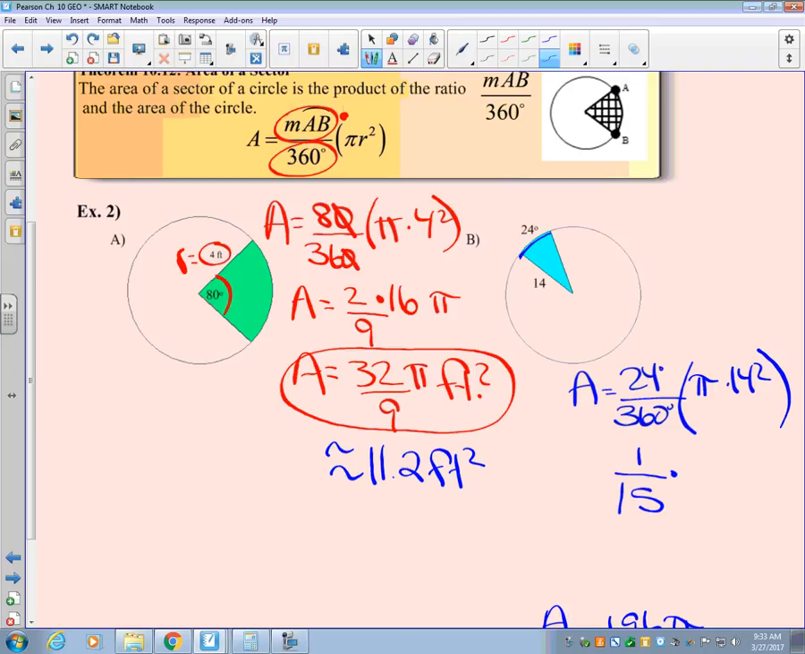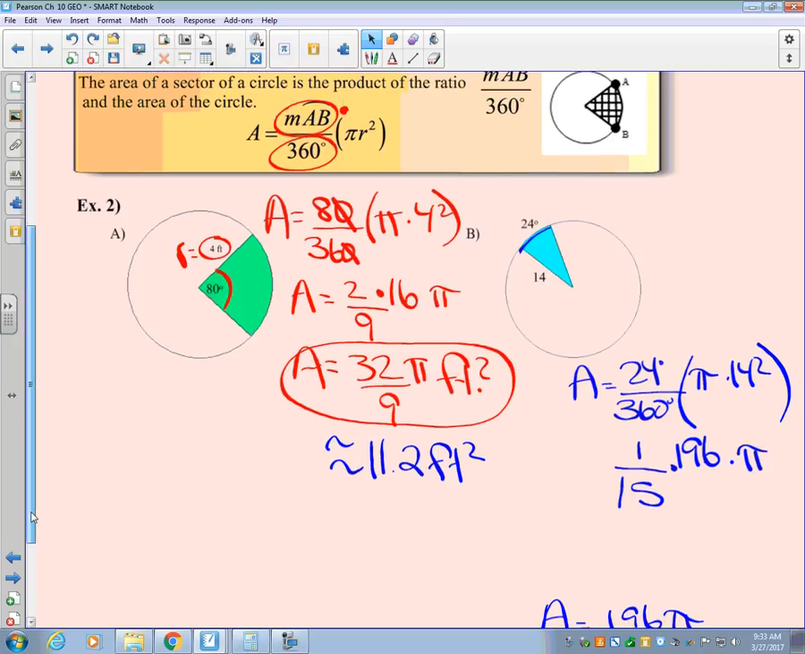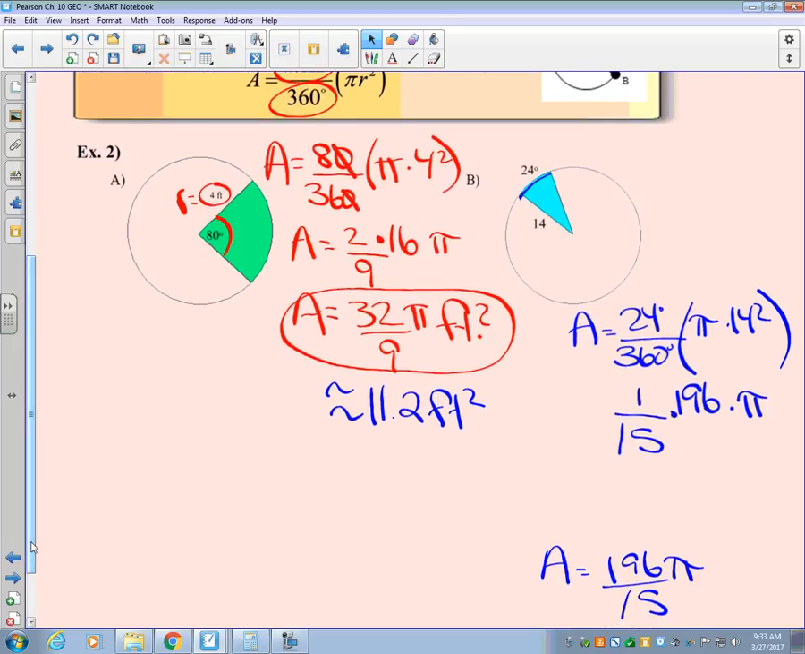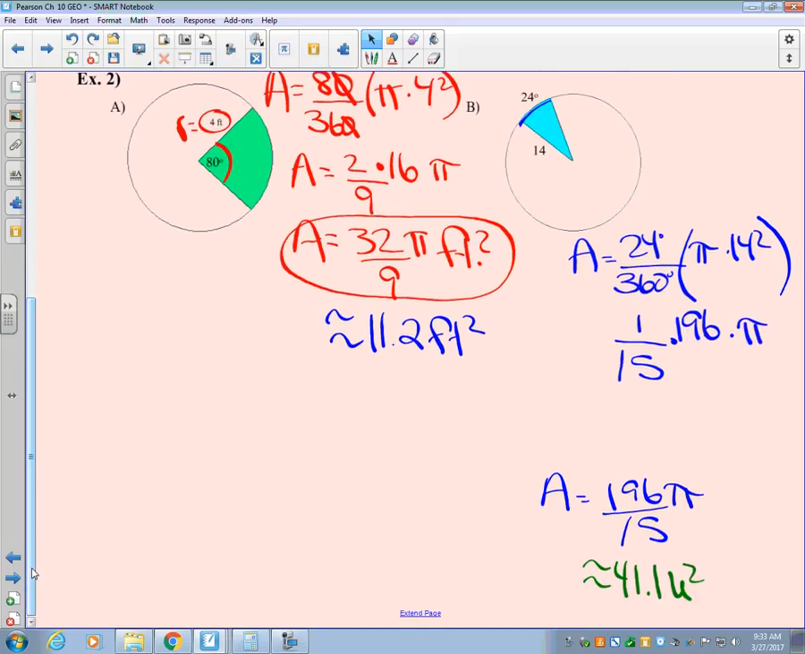14 squared is 196, only because I have that memorized. So we're going to mush that together. I know I have 14 squared memorized. What are you going to do? And the area is equal to 196 pi divided by 15. And if you chug that in your calculator, it is 41.1 units squared.